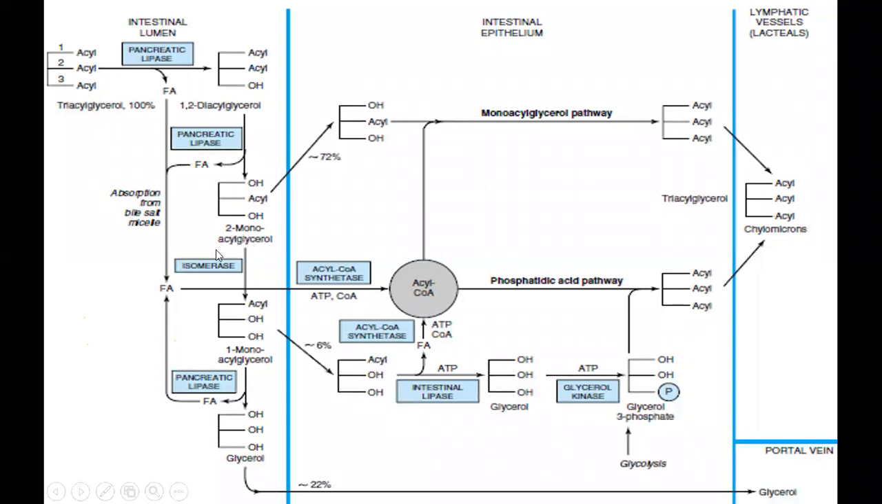Then here you need an isomerase. The isomerase is going to move this acyl group, the fatty acid, from carbon number 2 to carbon number 1. So you can see there is movement of this fatty acid to carbon number 1. Once you move the fatty acid to carbon number 1, another pancreatic lipase will work on it to remove the fatty acid on carbon number 1, so that now the products are converted into fatty acids and the glycerol molecule.